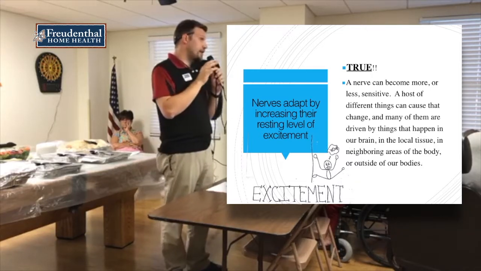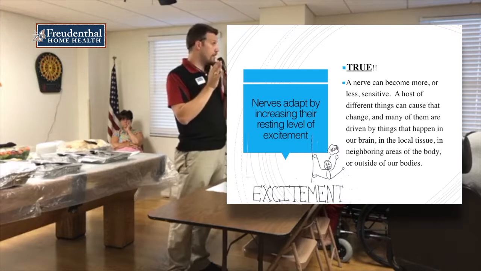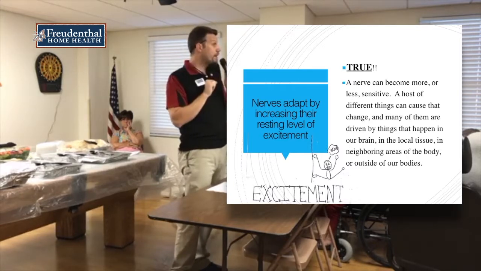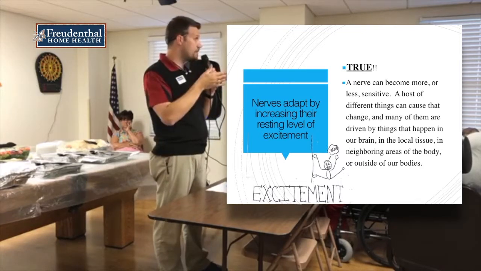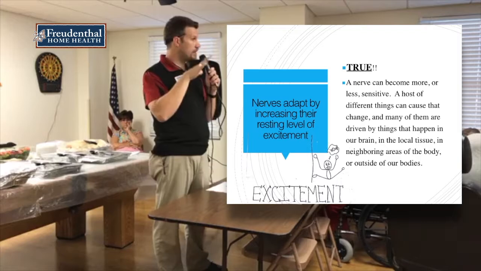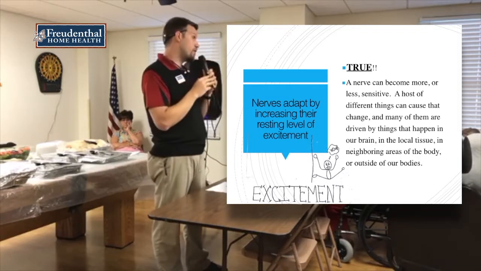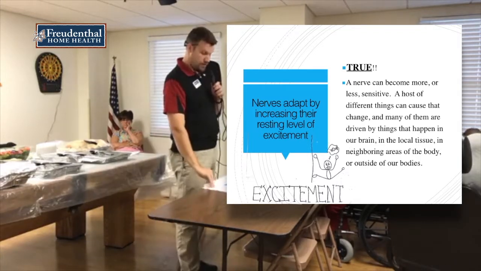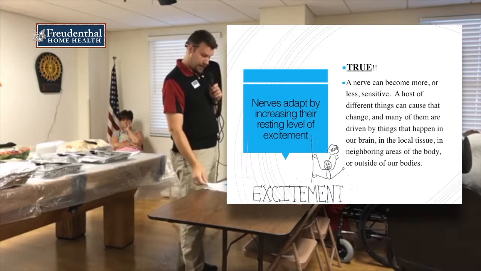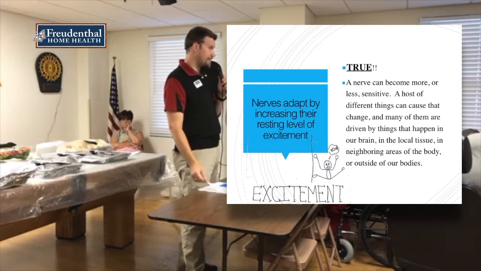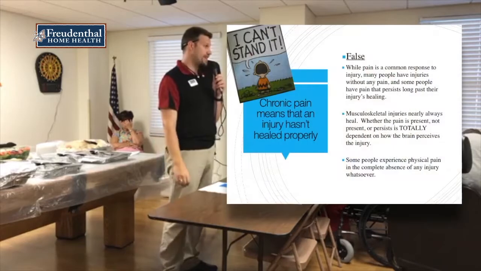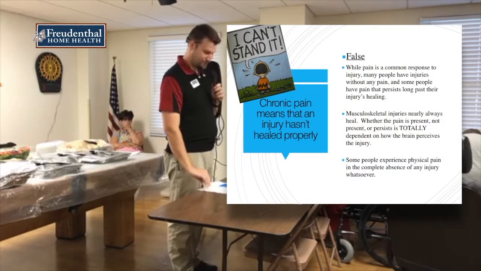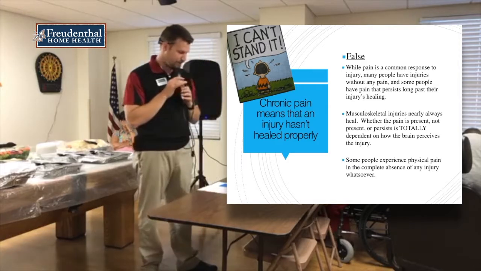So apart from replacing the joint, we can't necessarily cause the cartilage to grow back. But what we can do is help the nervous system to calm down, help the brain to perceive that differently, and then that causes the pain to get less, and in some cases go away. So there are a lot of different things that can cause a nervous system to become more excited. And the good news there is that it can become less excited. All right, let's go ahead and move on to the next question.